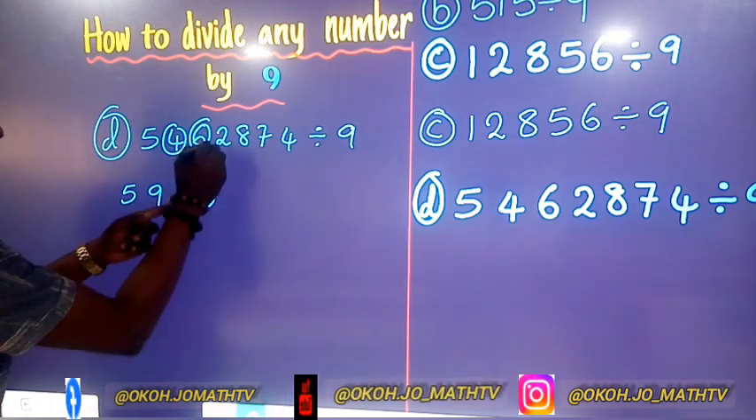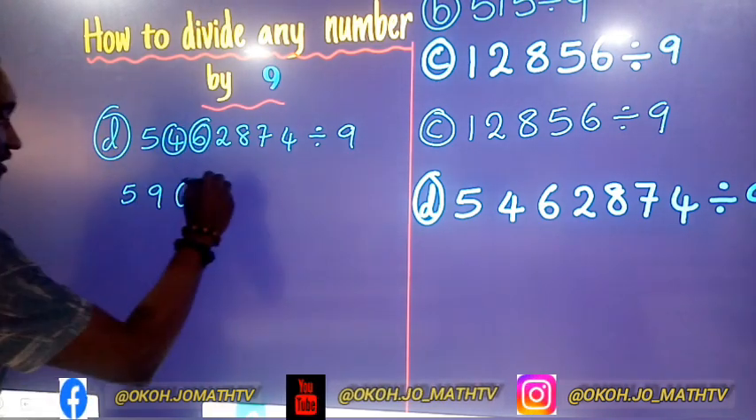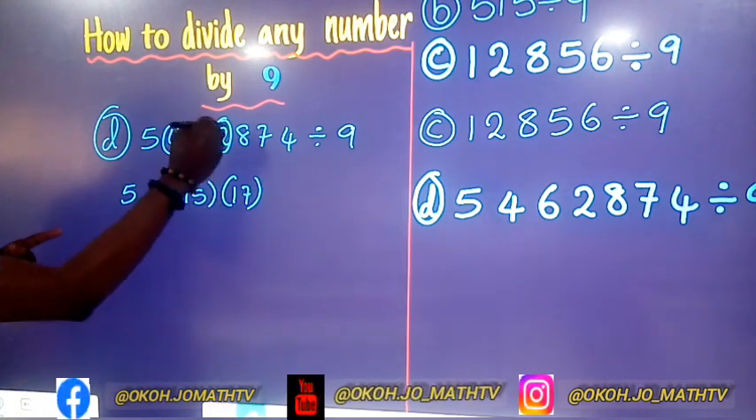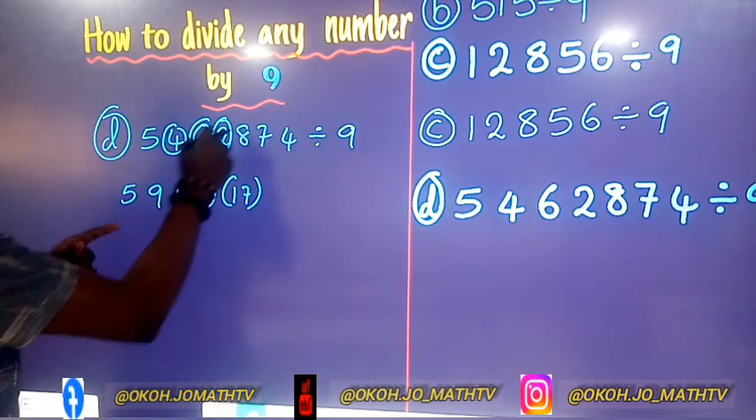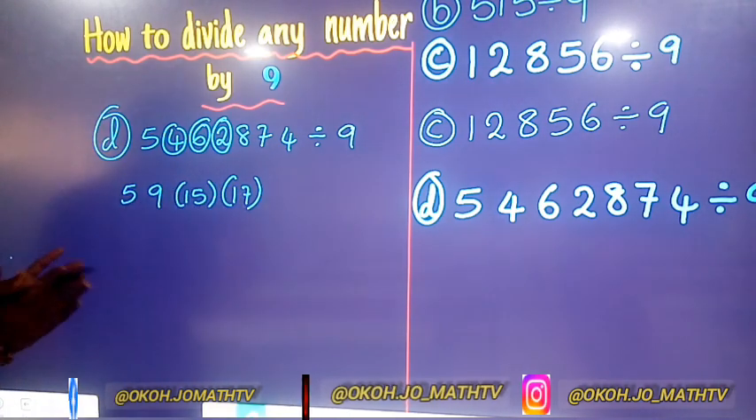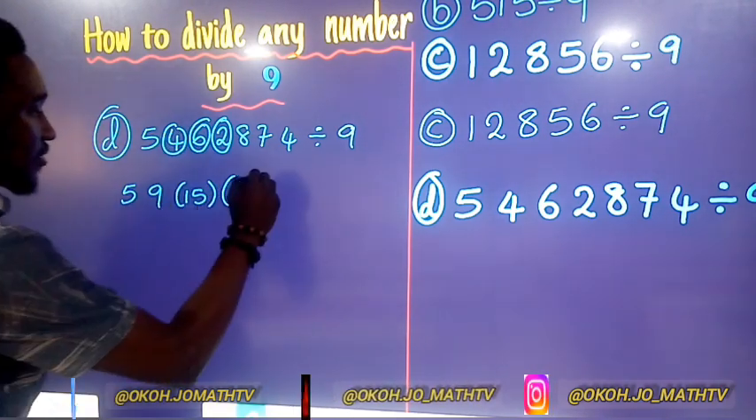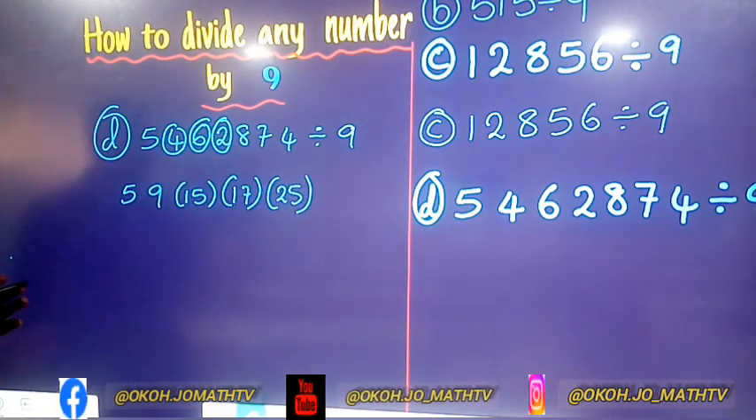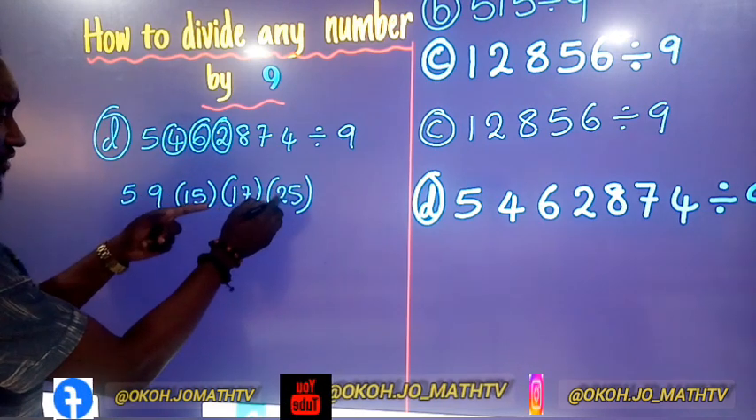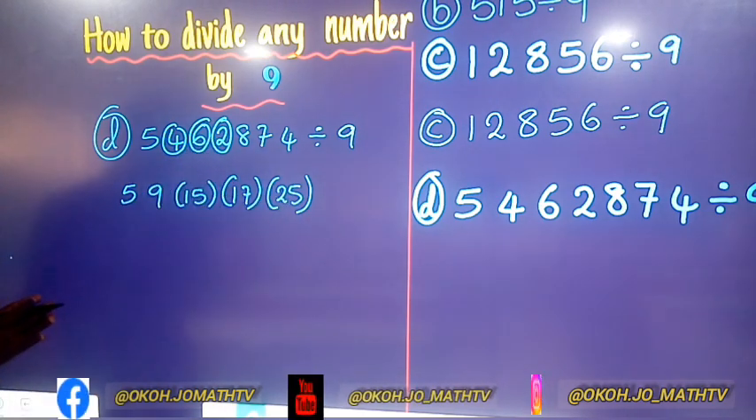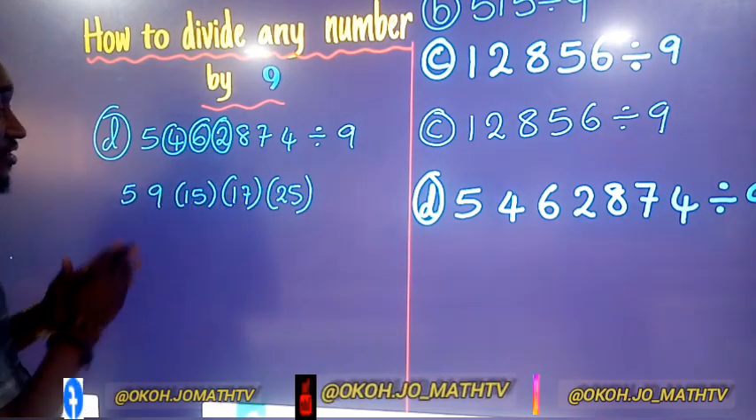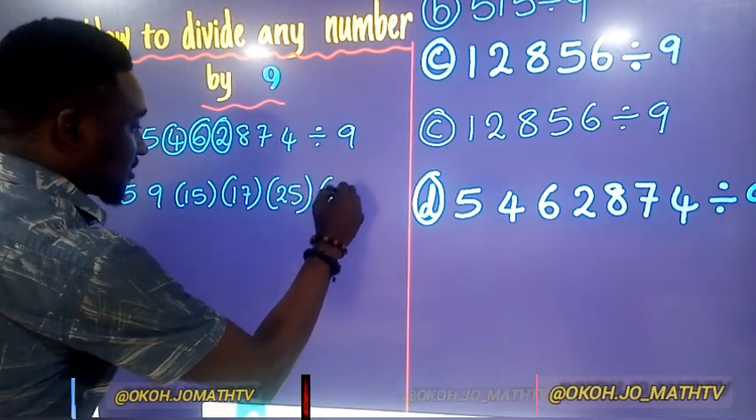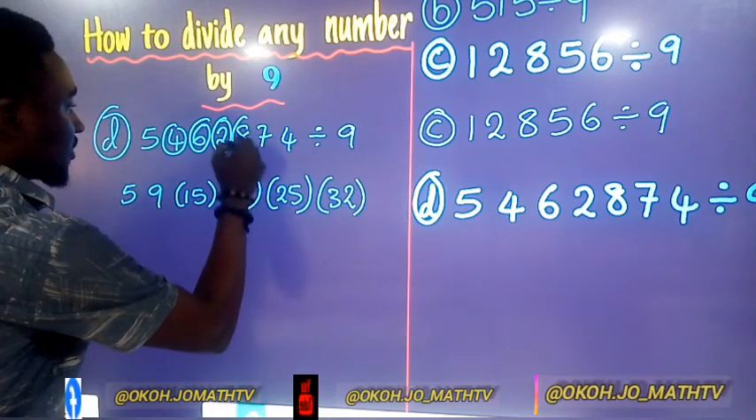Now 15 plus 2 is 17. Put it in bracket. We're done with this. 17 plus 8. Take 3 from 8, add to 7 is 10. So that is 20 plus 5, 25. Put it in bracket. 25 plus 7. Take 3 from 5, add to 7. What will you have? It is 10. So that is 32. Put it in bracket. 32. We're done with this.